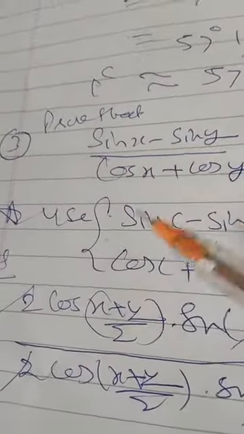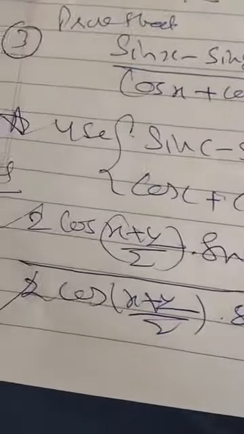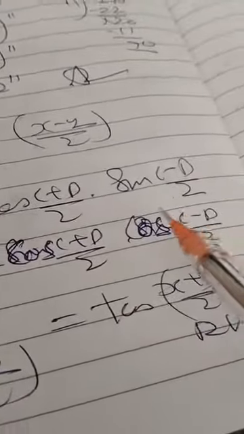And cos C plus cos D will be 2 cos (C plus D) by 2 into cos (C minus D) by 2. Applying into the left hand side, we get 2 cos (x plus y) by 2 into sin (x minus y) by 2 dividing by 2 cos (x plus y) by 2 into cos (x minus y) by 2. So that will cancel out, and 2 and 2 again cancel.